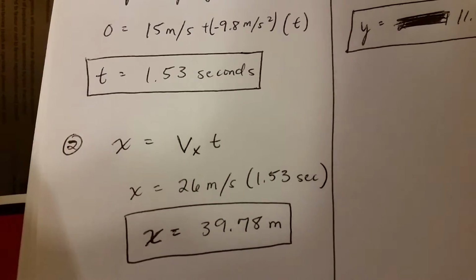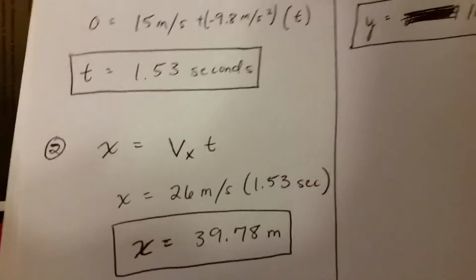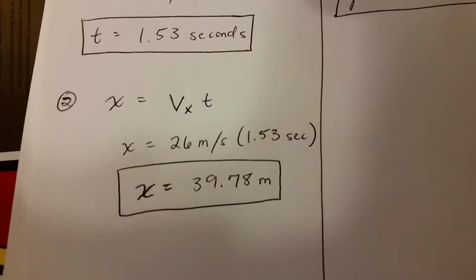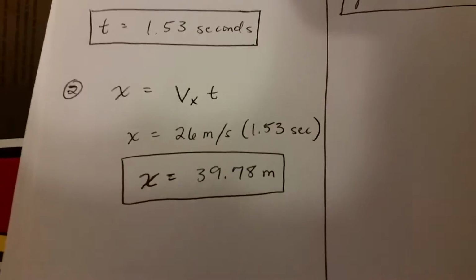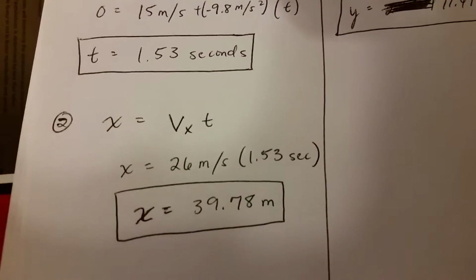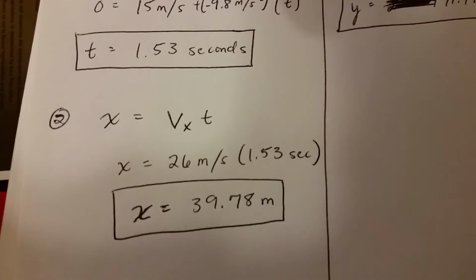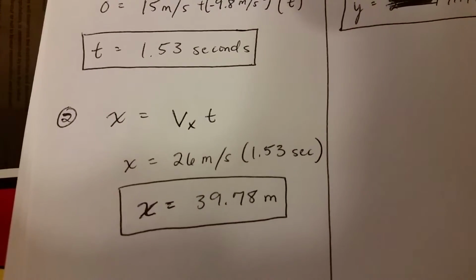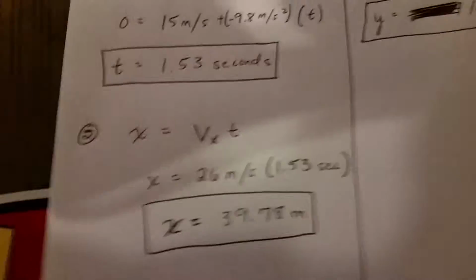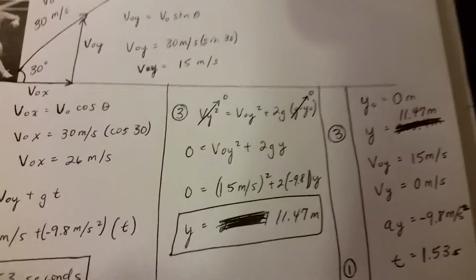Next, we're going to find the horizontal distance in the x direction, which we're going to find by using x equals vx times t, which is really just distance equals rate times time. And what we're going to have here is x equals 26 meters per second, which was the velocity in the x direction, times the time, which we just found, which is 1.53 seconds. So we're going to get an x horizontal distance of 39.78 meters. So obviously the ship was pretty close to the ground. I know it wasn't too far away from him.